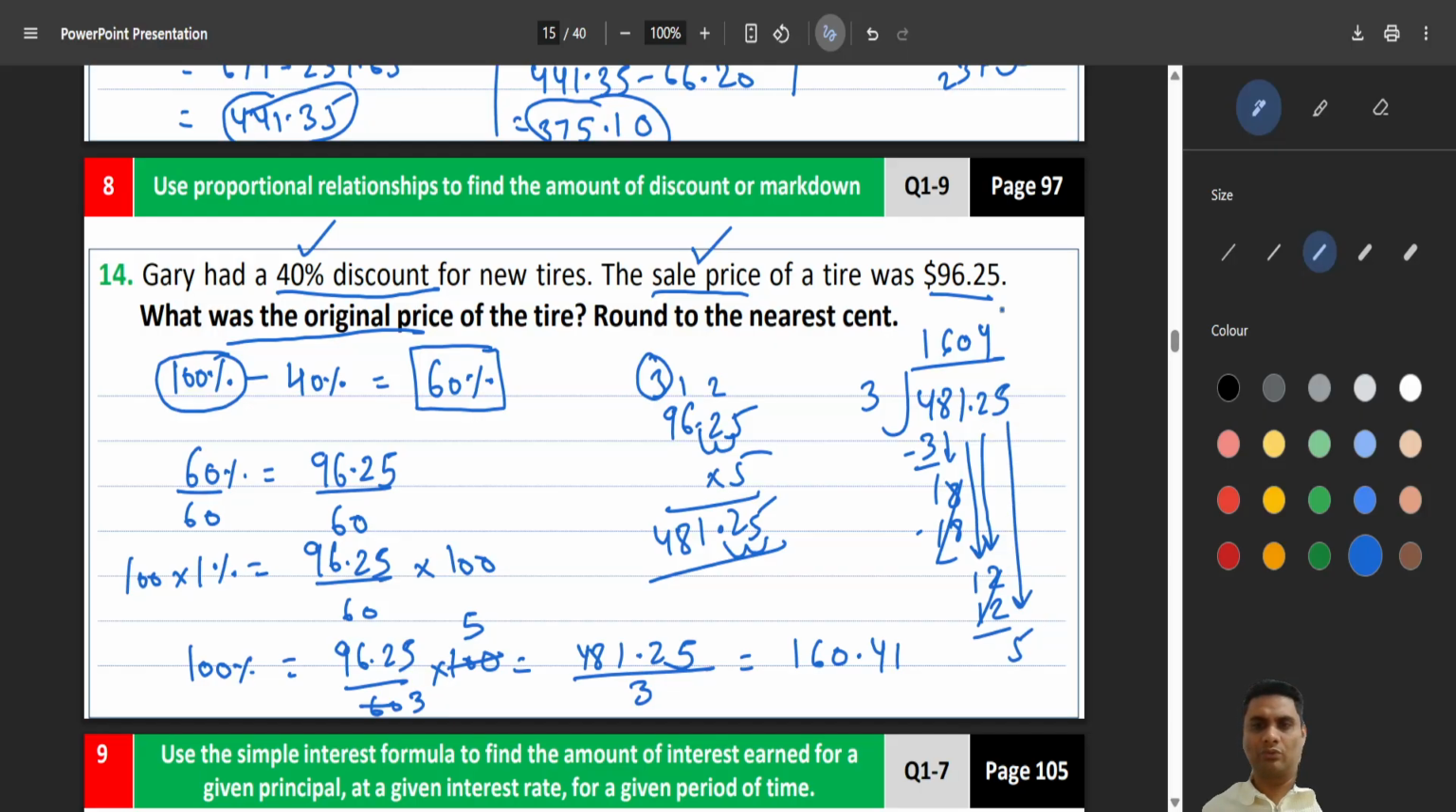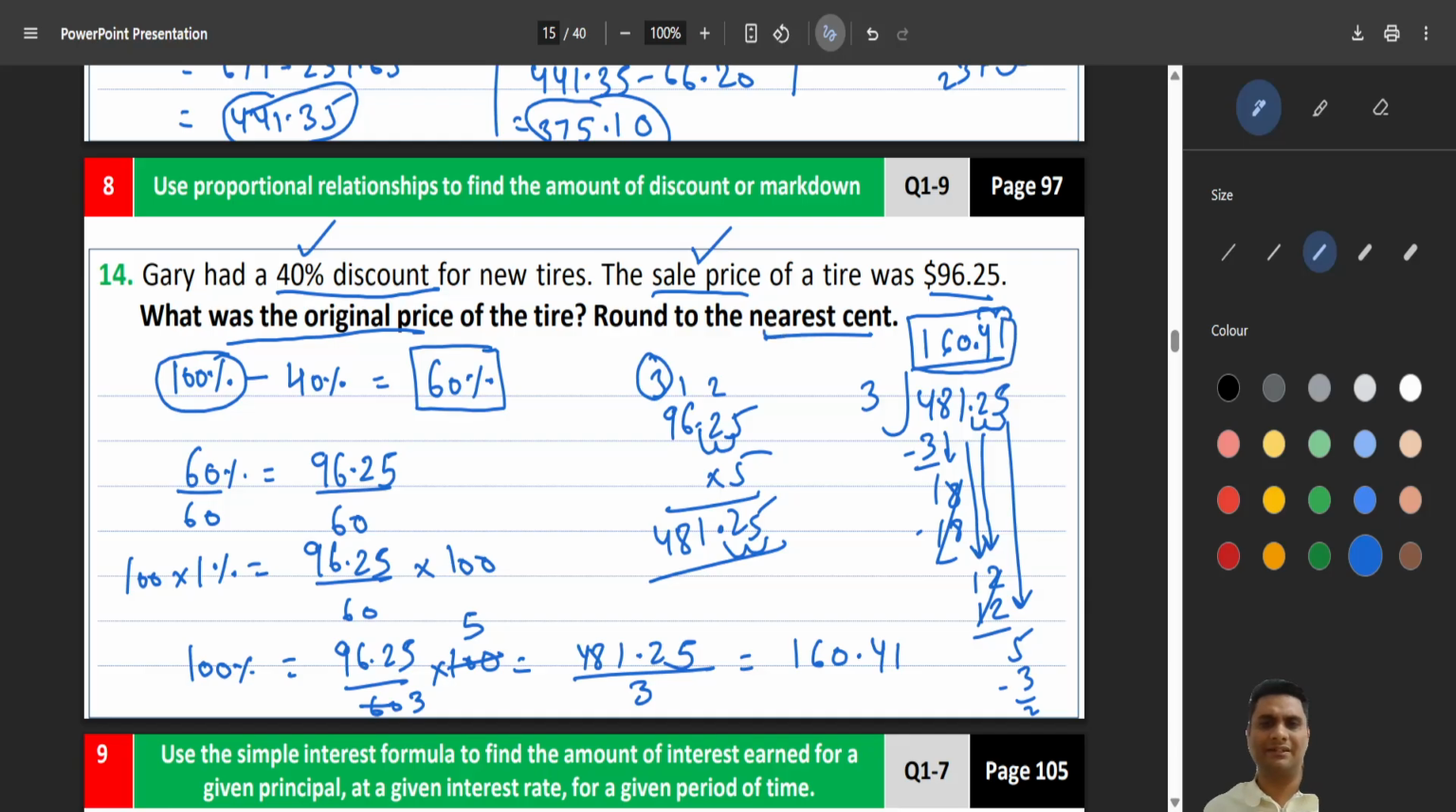So 3 times 1, 3. No need to go further because we need the answer to the nearest cent only. Like after decimal I need two numbers. Here after decimal how many numbers? 2. So if I put the decimal after two numbers, I have already got the answer 160.41.